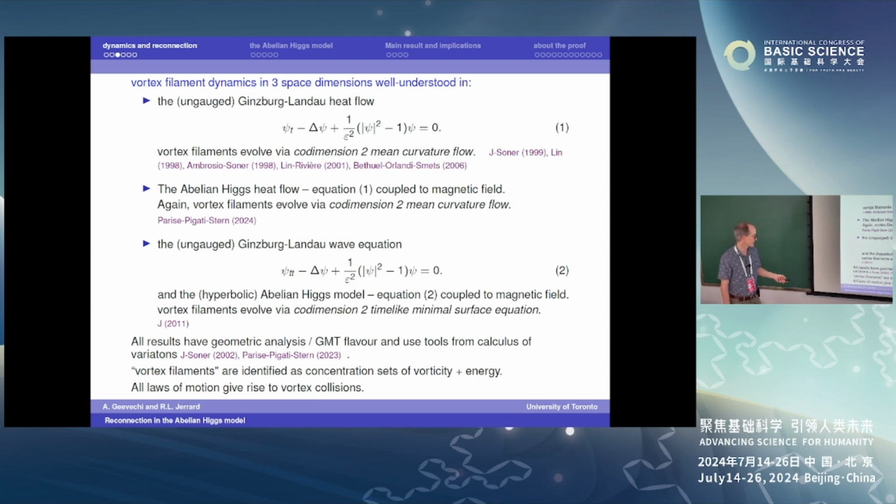And in all these results, vortex filaments are identified as concentration sets of vorticity and energy. For example, we can take the limit as epsilon goes to 0, and the theorem would state that in the limit, the vorticity concentrates around a codimension 2 submanifold, which evolves by the right geometric evolution equation. And then again, the other point I want to make is that the laws of motion here, the codimension 2 mean curvature flow and this time-like minimal surface equation, will give rise to collisions of vortex filaments.